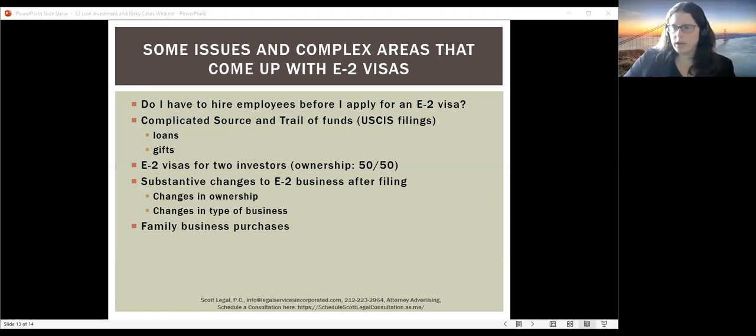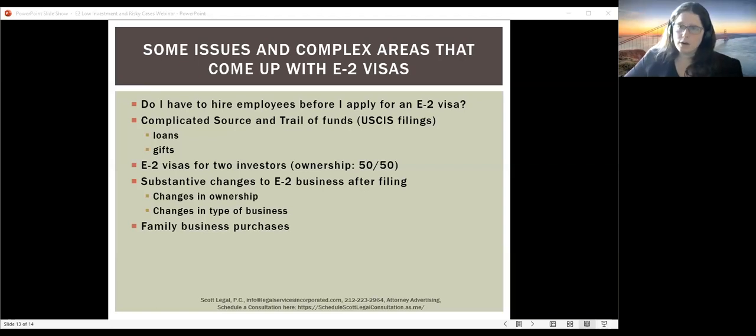So if you do have a very complex source and trail of funds, it's likely a better option to apply at a consulate where you'll be able to take a more holistic approach, and often the documentation they'll accept is less than they'll accept at USCIS, whereas USCIS may want an audit trail of exactly where that money was. The consulate is not going to ask for that.